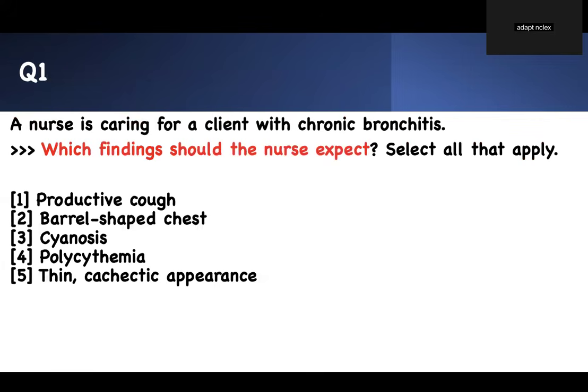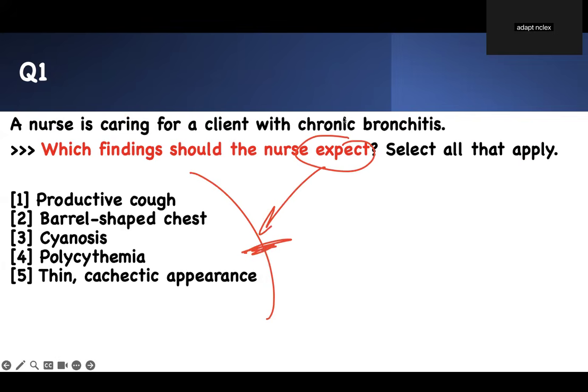Now, let's put everything together that you've learned. You know how to do select or apply. Don't over-select. Pick those that you are 100% confident in. Read the question from the back. What is the question asking you? Select or apply. Okay, what do I have? Which finding should the nurse expect? Expected finding. That means I want to make sure this is an expected finding about what?